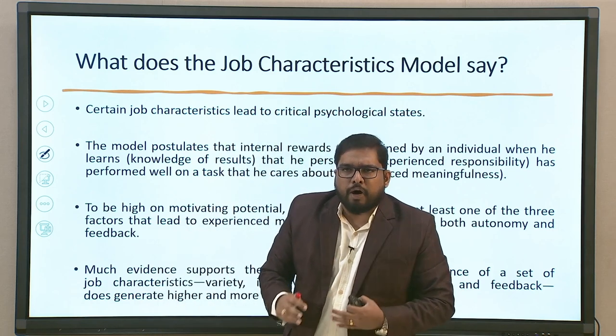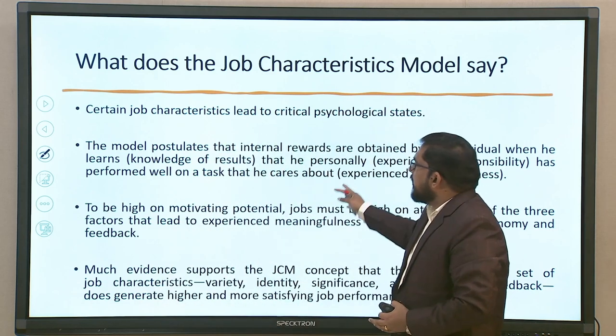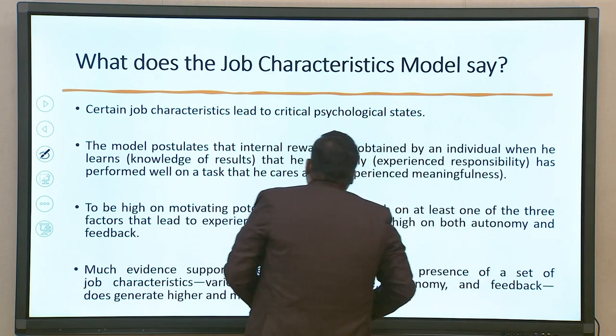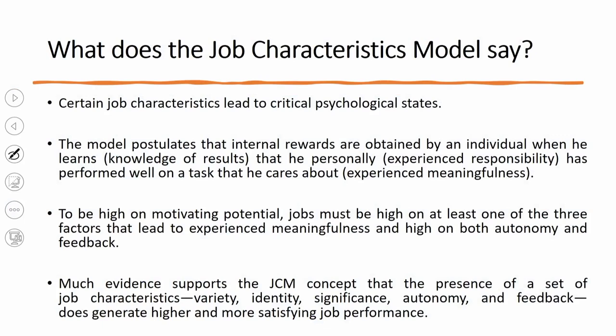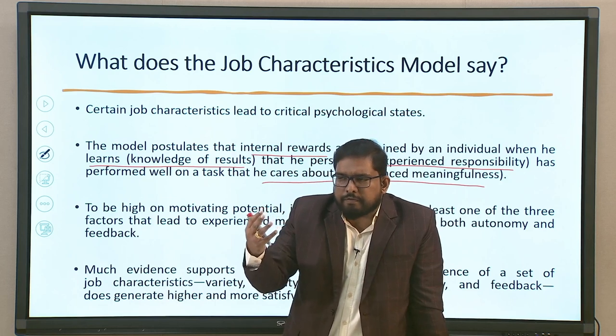Let's look into the job characteristic model in particular words. Certain job characteristics lead to critical psychological states. As I've already mentioned, the model postulates, and this is the crux of today's lecture, that internal rewards are obtained by an individual when he learns the knowledge of results. This is his personal psychological state: that he personally experienced responsibility and has performed well on a task that he cares about. So there is a certain level of autonomy which takes him to a psychological state of meaningfulness, and takes him to a psychological state of responsibility.